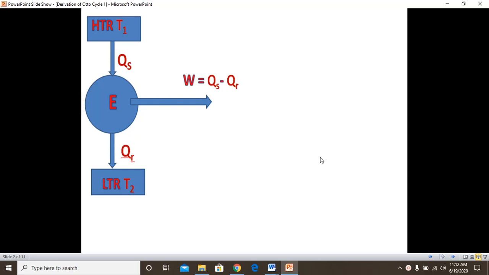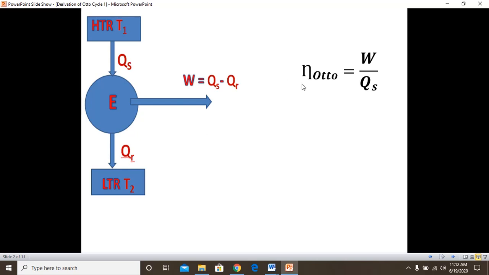The clear idea of engine and efficiency is given by the second law of thermodynamics, the Kelvin Planck statement. It says it is not possible to construct an engine that transfers the whole amount of heat energy into work without loss. Therefore, according to that statement, there will be loss. Whatever heat energy is taken from the high temperature reservoir, some will go to loss, and the remaining will be converted into work. Therefore, your work is equal to Qs minus Qr.